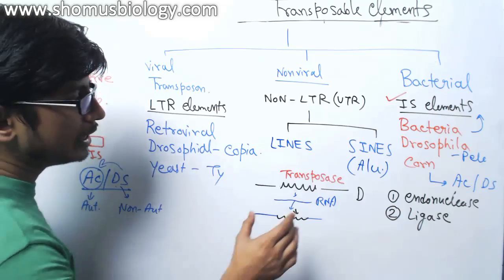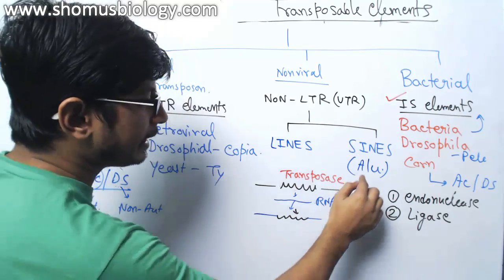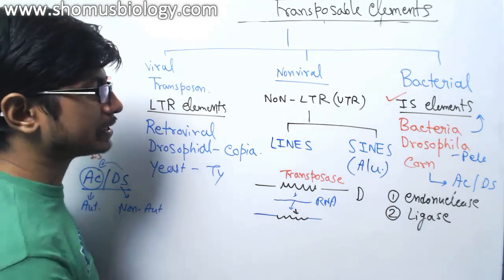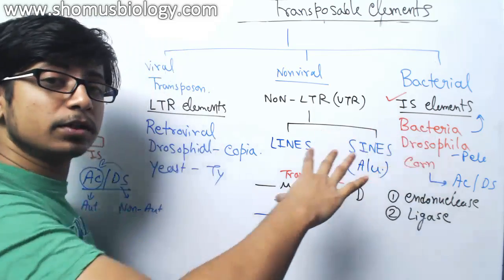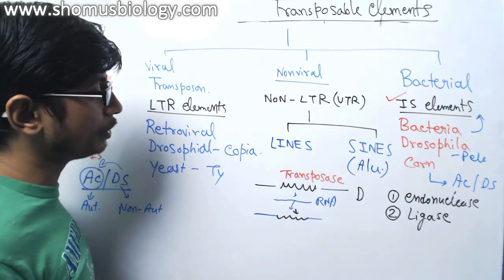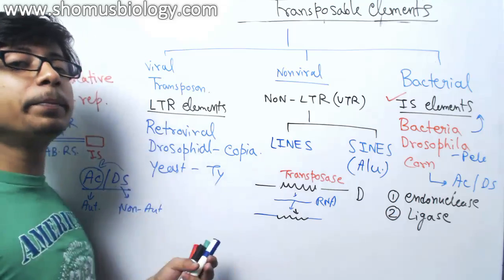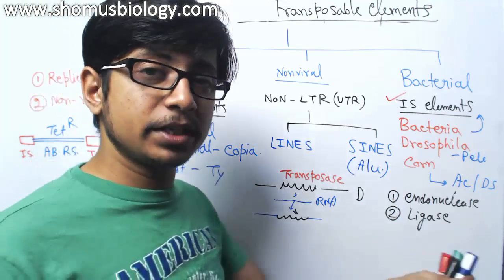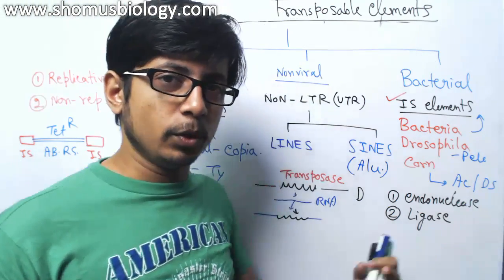But here, the SINEs are also known as Alu elements. They make up almost 10% of all the transposons that we know in humans. LINEs represent 20% of all the transposable elements and repetitive sequences that we know in humans.